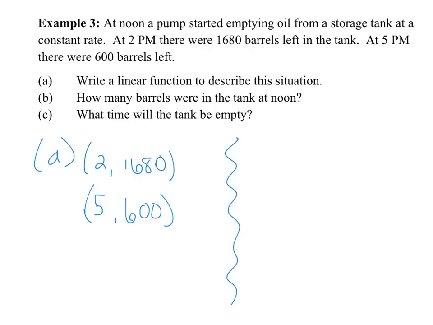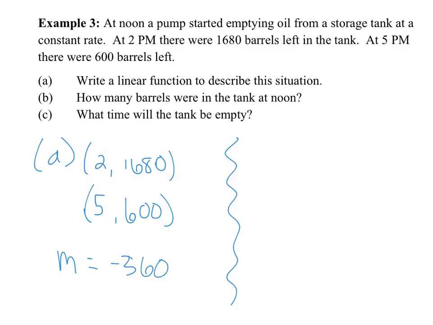You got to think of the context first. So it's negative because it's the volumetric flow rate. It's going to be units of barrels per hour, right? Look, 2 to 5 is in hours. 1680 to 600 is in barrels. So this is going to be a negative quantity of something in barrels per hour. It's a volumetric flow rate. What do you get, James, for the slope? Negative 360.